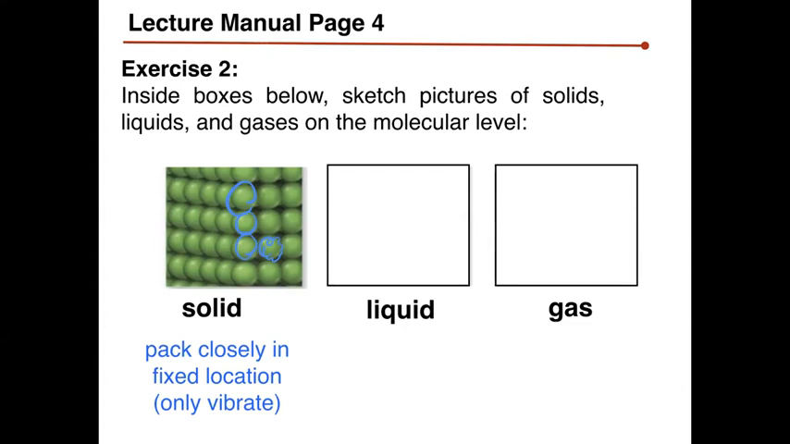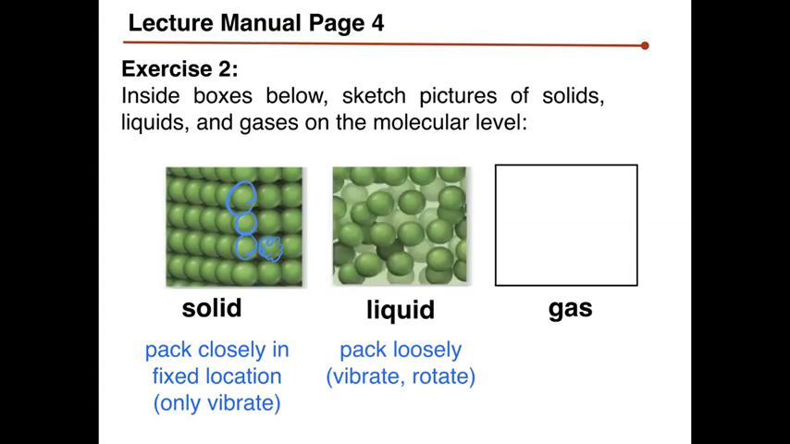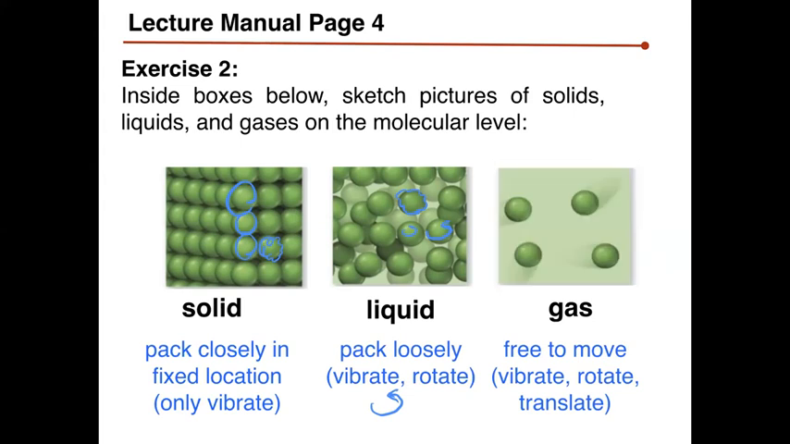Whereas liquid is going to pack a little bit loosely, therefore they are going to be able to move a little bit. That means they are going to be able to vibrate a little bit, and they are going to rotate too. So they're going to rotate around like that, right? Gas would be free to move because gas is dispersed throughout the container. So in this case, the gas molecules would be able to vibrate, rotate, and also translate. Translate means moving freely from one location to another.